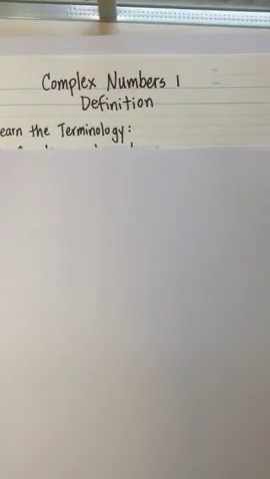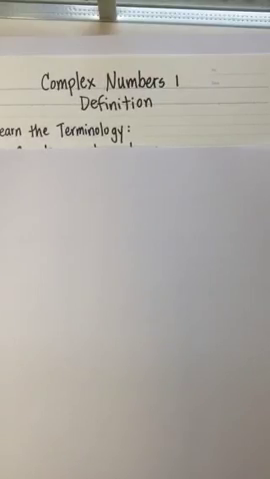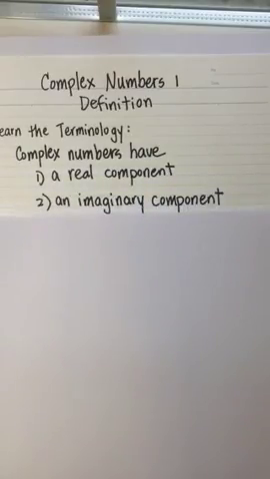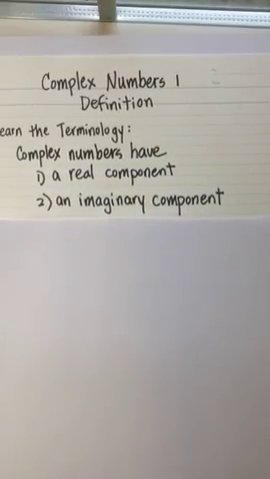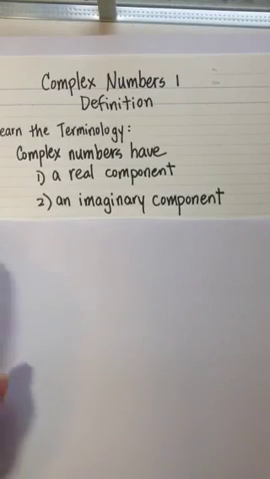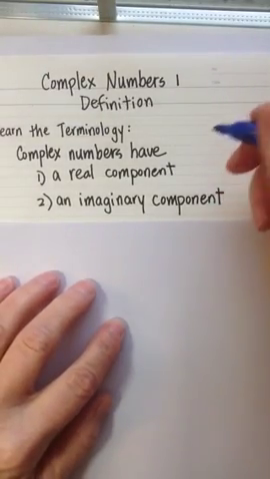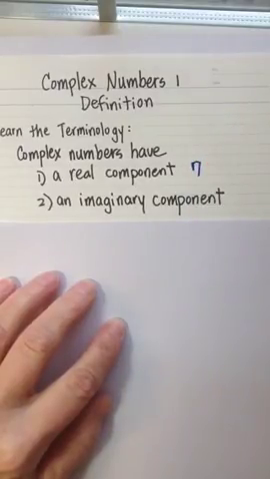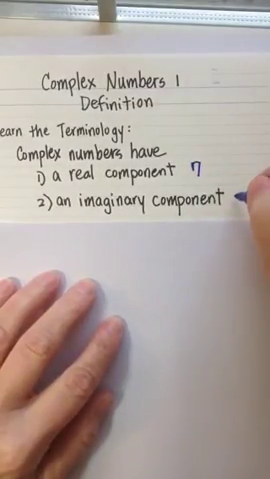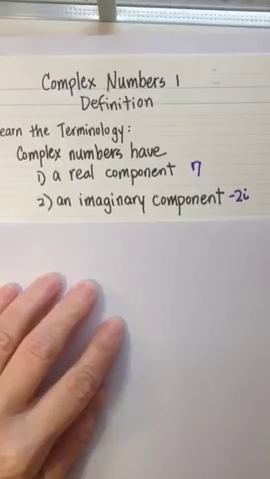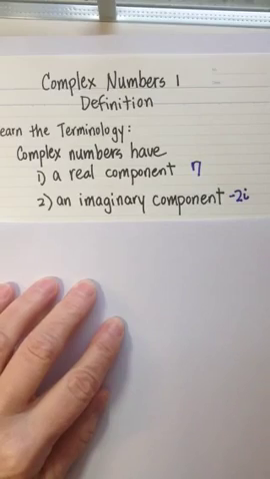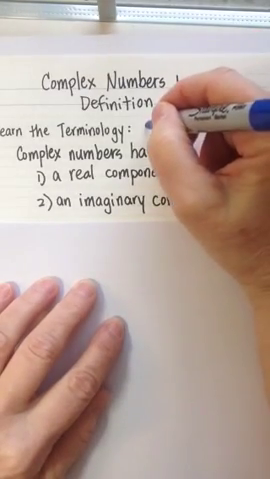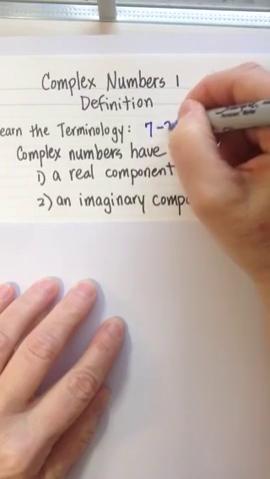So in this video series, learning the terminology is very key to being able to do the math. So complex numbers have a real component and an imaginary component. The real component could be a number like 7. And the imaginary component could be something like minus 2i. The imaginary component always contains i. And so this gives an example of this complex number, 7 minus 2i.